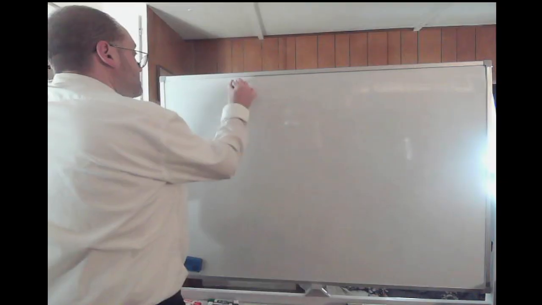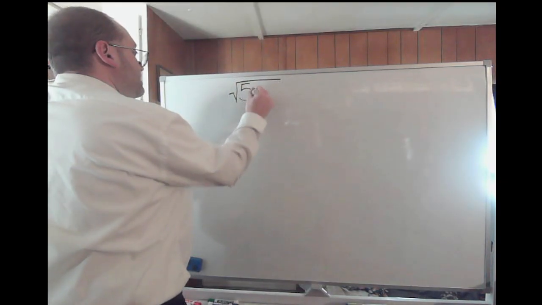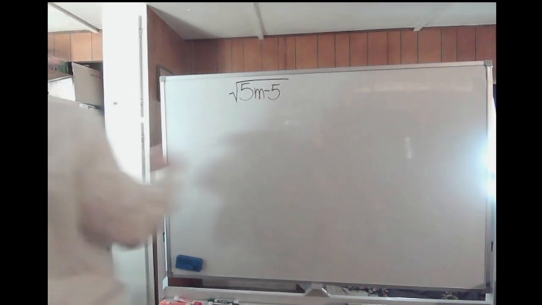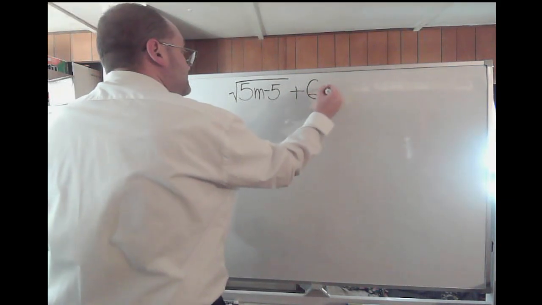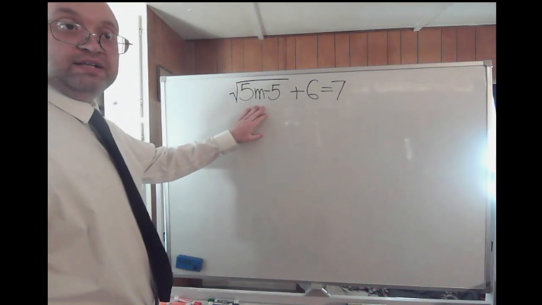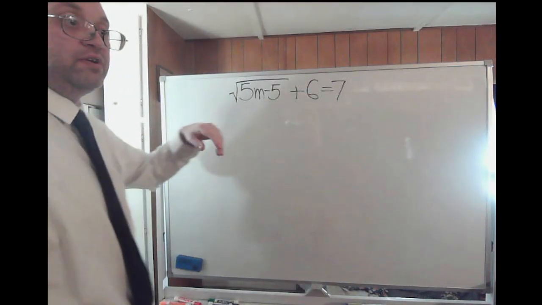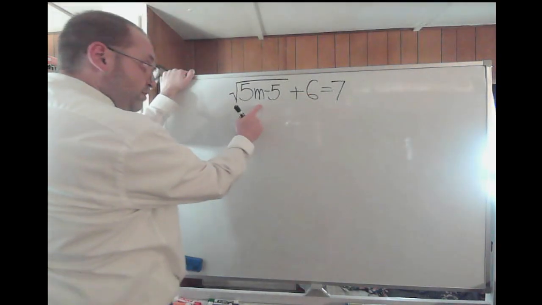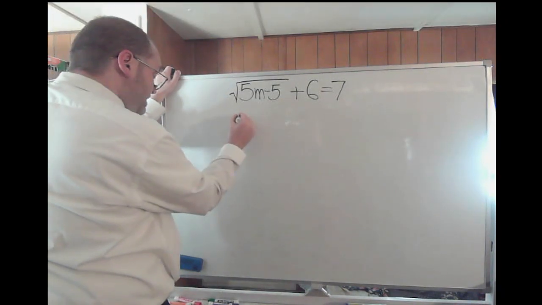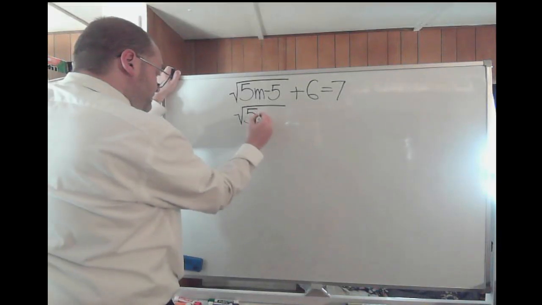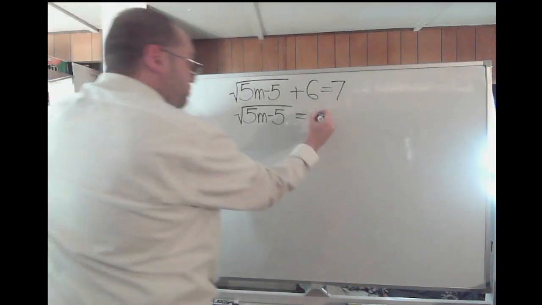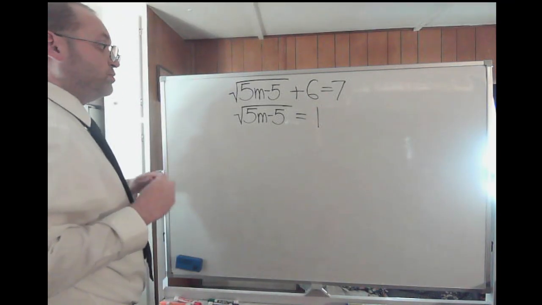Here's a good one. We have the square root of 5m minus 5, all that in the square root, plus 6 is equal to 7. First thing we want to do is get that square root of 5m minus 5 by itself, right? So we have to subtract 6 from both sides. If we do that, you'll get the square root of 5m minus 5 set equal to 1, which now we have something we can work with.